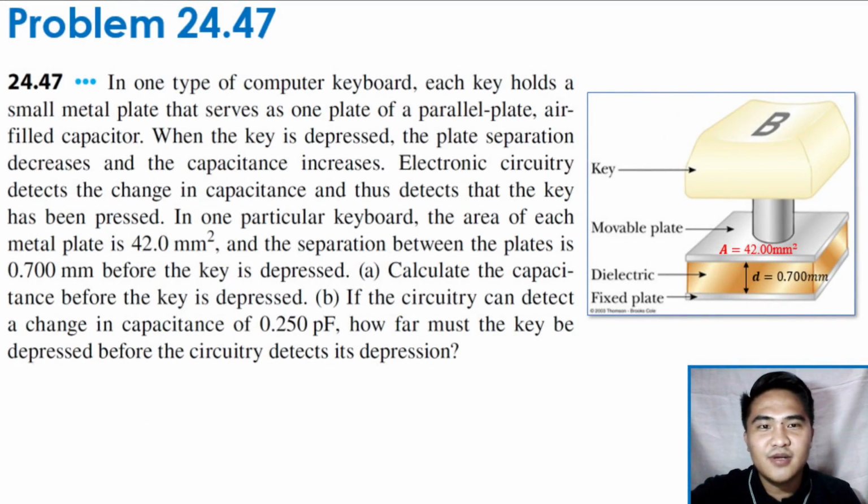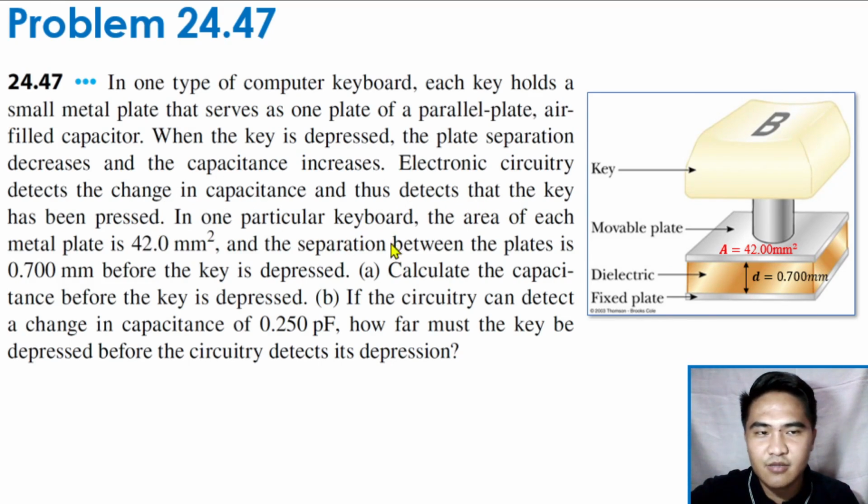First problem, problem 24.47. In one type of computer keyboard, each key holds a small metal plate that serves as one plate of a parallel plate air-filled capacitor. When the key is depressed, the plate separation decreases and the capacitance increases. Electronic circuitry detects the change in capacitance and thus detects that the key has been pressed.